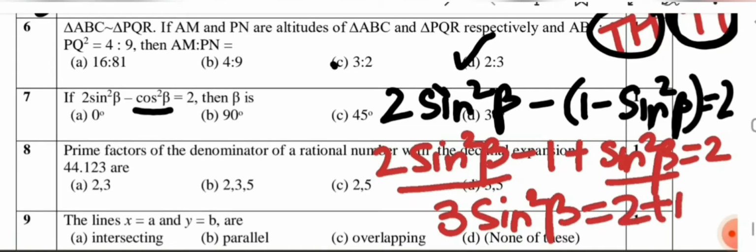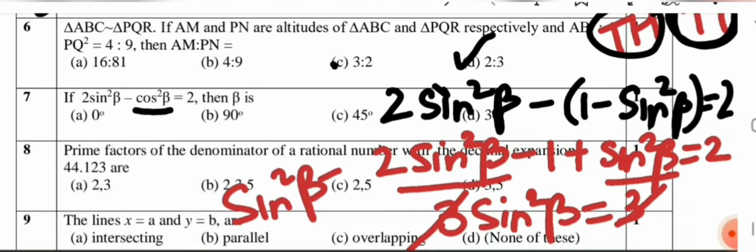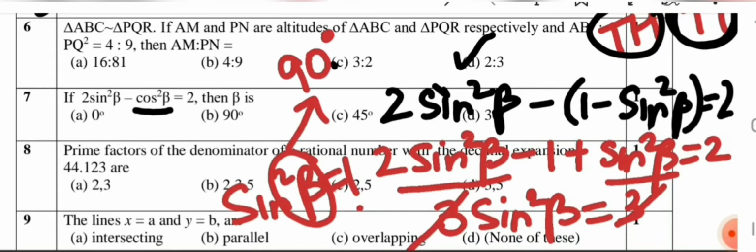So we'll get 2 plus 1. 2 plus 1 will be 3. So 3 will cancel. We'll get sine square beta equals to 1. And we know sine angle is 1 if and only if this angle is 90 degree, because you have learnt in trigonometric ratio tables that sine 90 degree is 1. So this will be 1 if beta is 90 degree.